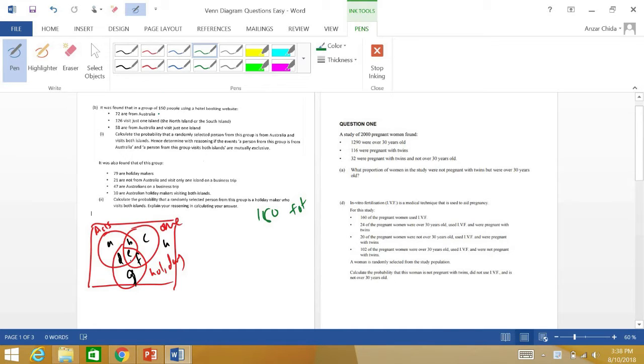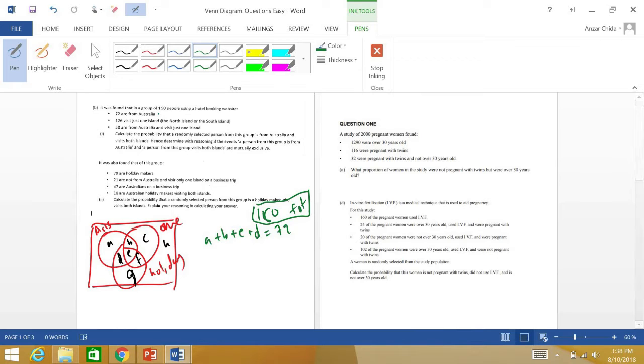Now when it says from Australia, it's talking about the whole circle. It doesn't specify whether it's just Australia, or just Australia and one island. If it doesn't specify things, you shouldn't go ahead and specify it. So I'm going to say A plus B plus E plus D equals 72. And I really need students to understand this: when they say Australia, they're not specifying anything. They're just saying it has to include the word Australia.